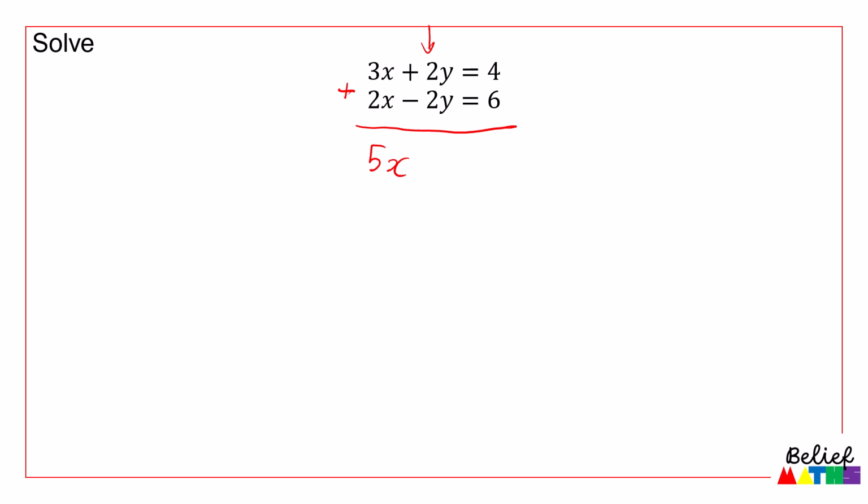2y plus negative 2y is 0, so that one cancels out. And then 4 plus 6 is 10. We divide both of those by 5, and we've got our first one of x equals 2.